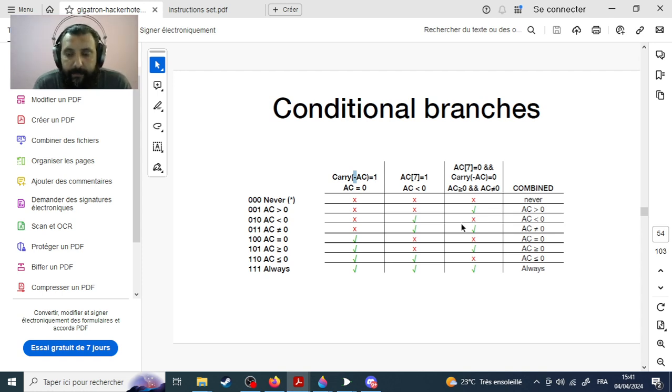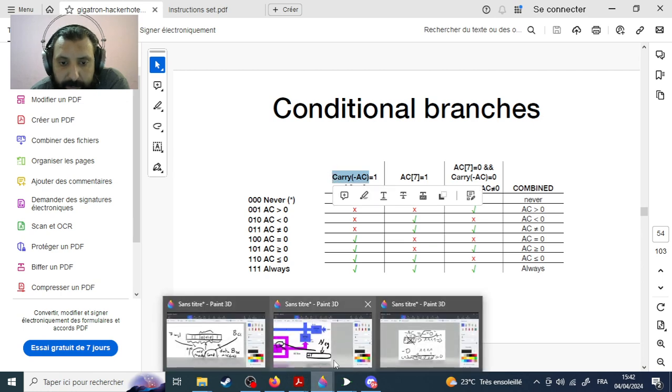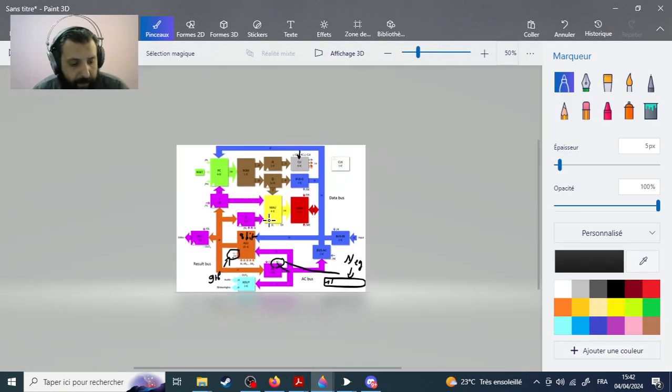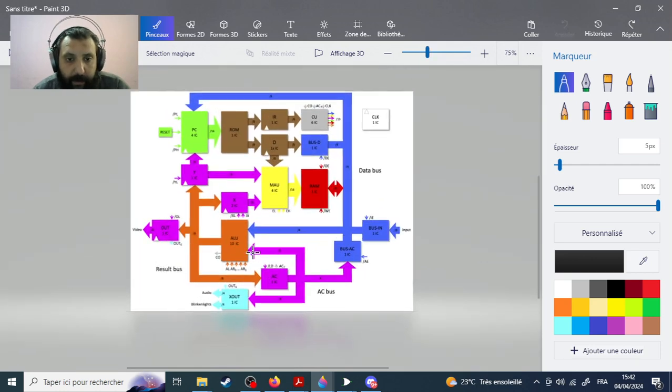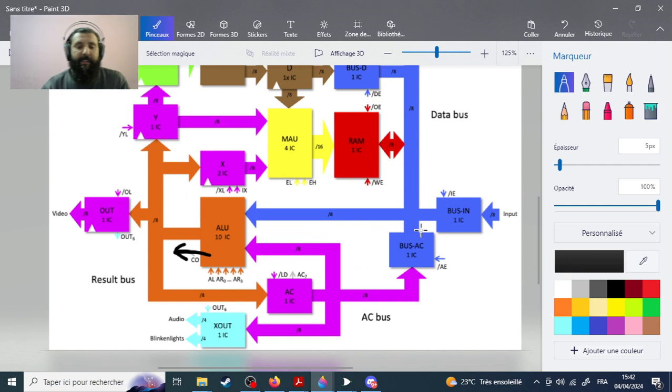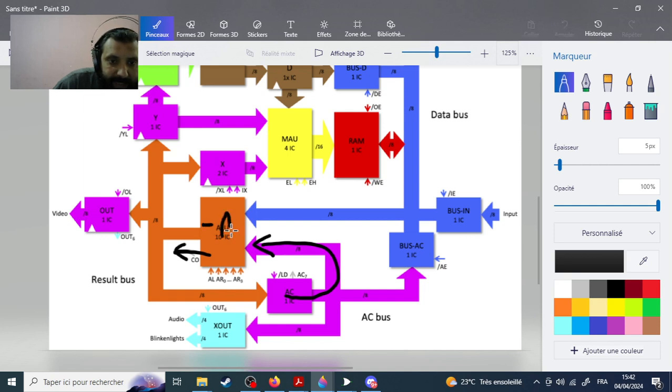Did you understand that? Yes. Okay. It's very simple. We have two conditions. We have the first bit. This is the carry. This part represents this bit. If it's one, of course you have to find this. You have the IC here. And the RU, you have to calculate minus IC. You have to give it to the RU. The RU will calculate minus IC.